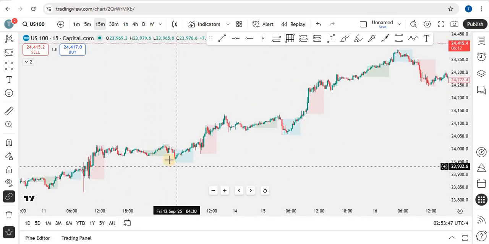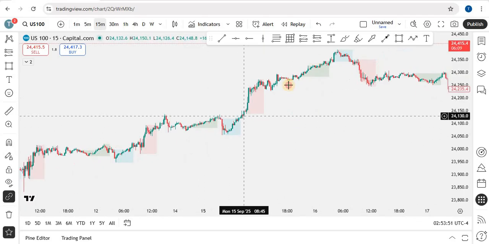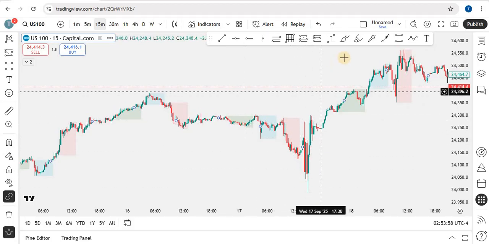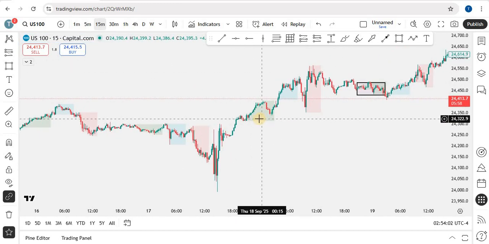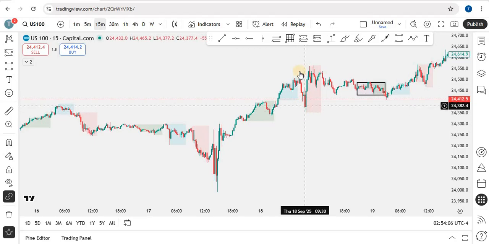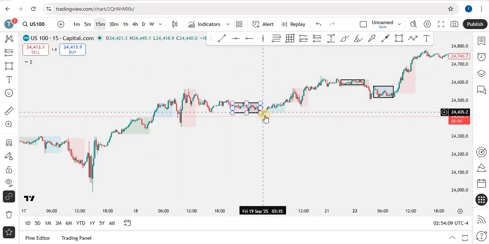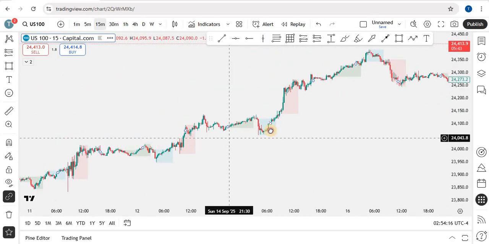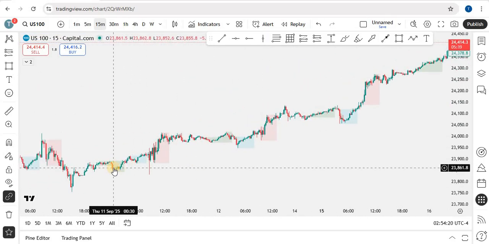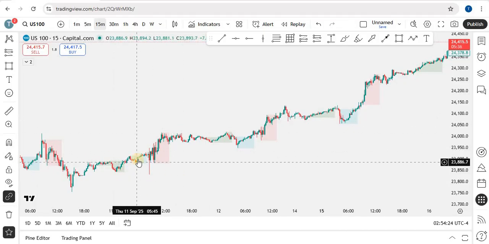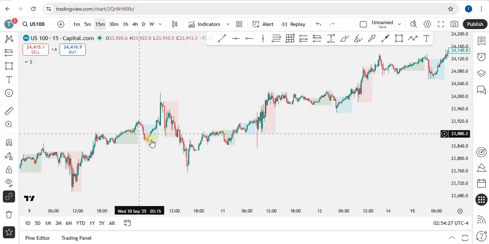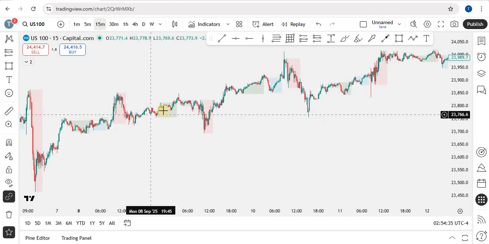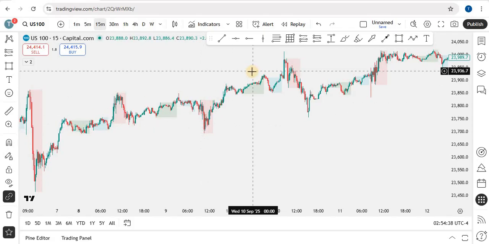Consolidate, purged in London, accumulation, manipulation, distribution. Accumulation, manipulation in New York and distribution in the New York itself. Accumulation, manipulation, distribution. Accumulation, manipulation in New York and distribution. Accumulation, manipulation in open of New York, reversal, distribution. Accumulation, manipulation and then New York PM distribution.